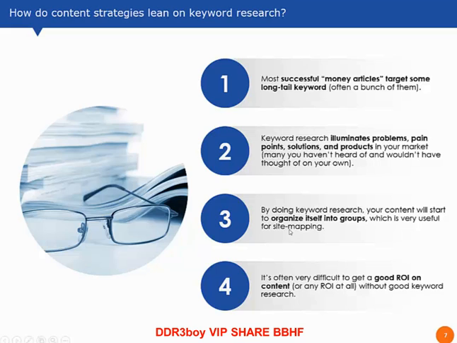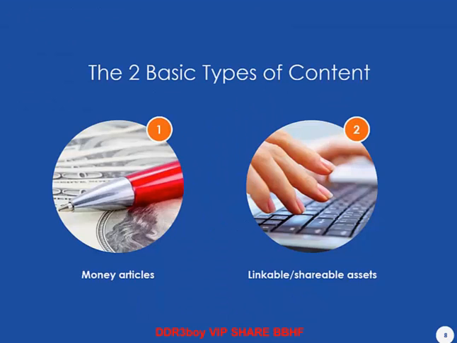So let's talk about what content actually does. There are two basic types of content. The first is what we call money articles, and the second is what we call linkable or shareable assets. And these are two very different types of articles, even though they can kind of overlap. So let's take a look at each one in depth.